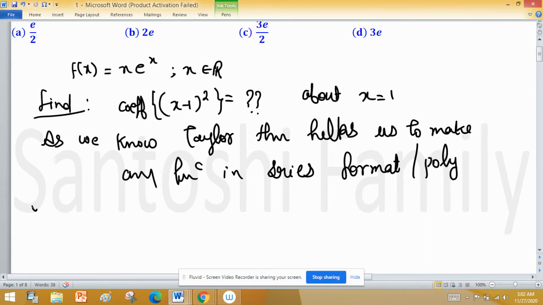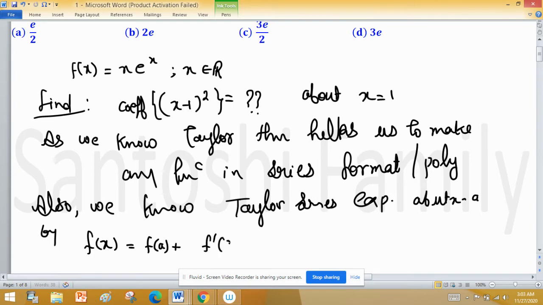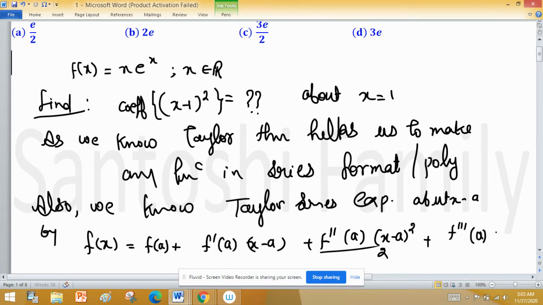Also, we know the Taylor series expansion about x equal to a is given by f(x) equal to f(a) plus f dash a (x minus a) plus f double prime a (x minus a) square divided by 2 plus f triple prime a (x minus a) cube divided by 3 factorial, and so on.